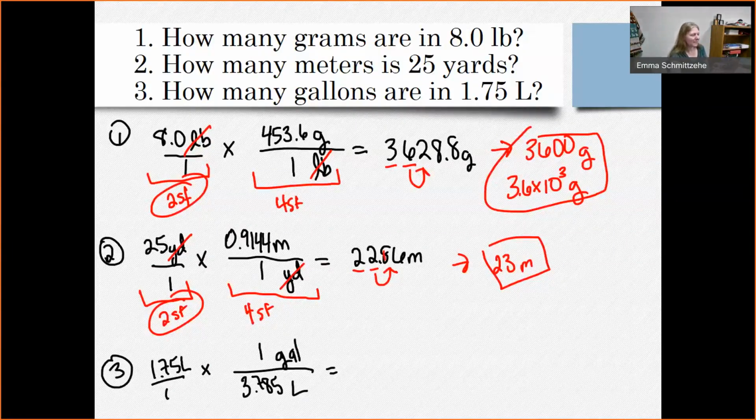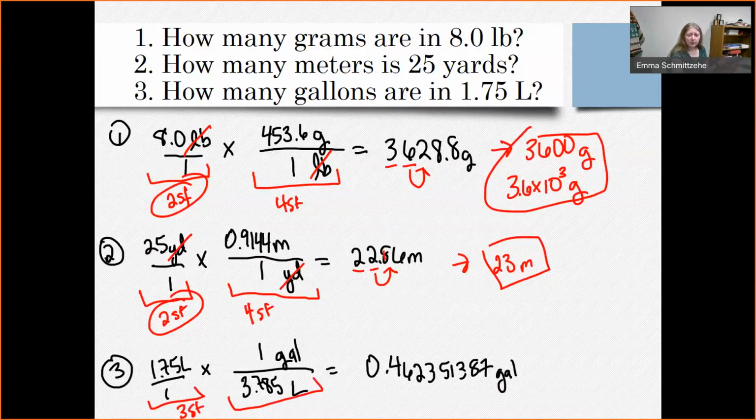So I could take 1.75 and divide by 3.785. And so that's going to give me 0.462351387, which is completely ridiculous. You should not give answers like that, but I'm just writing down what the calculator tells me, okay? And then we're going to do our sig fig analysis. So if you analyze sig figs, you've got 3 sig figs here. And then since this is English metric, it generally is not exact.